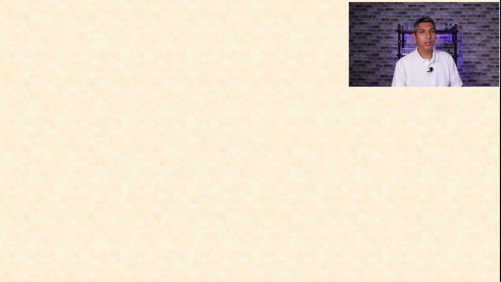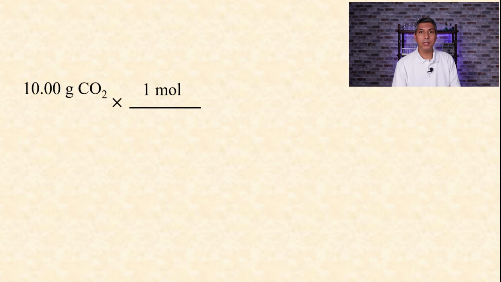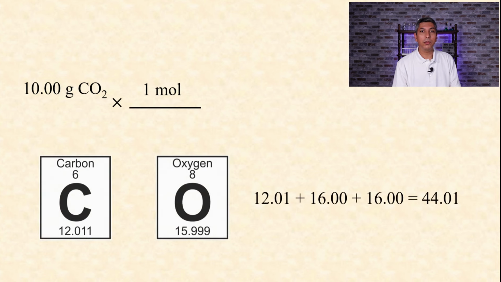For example, to convert 10.00 grams of carbon dioxide to moles, you'll use dimensional analysis. In your conversion factor, put 1 mole on top, 44.01 grams on bottom, which is 12.01 plus 16.00 plus 16.00. And when you divide, you get an answer of 0.2272 moles.